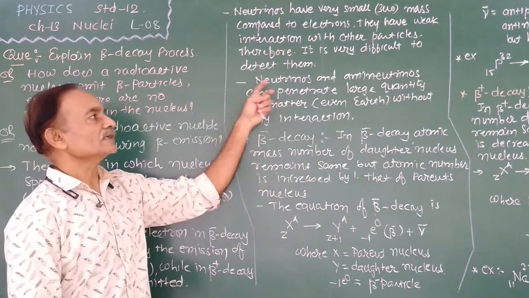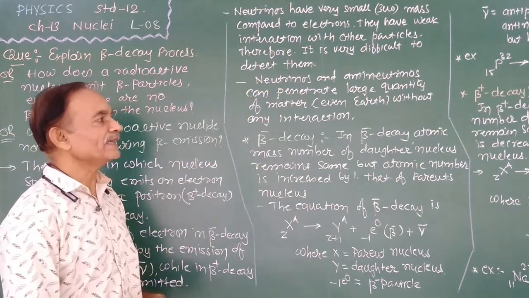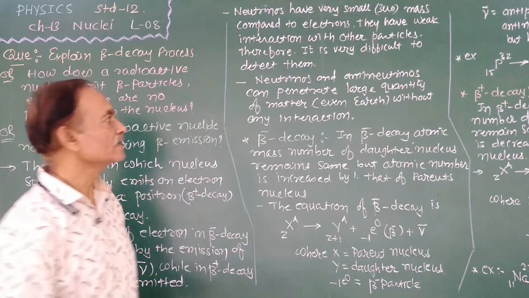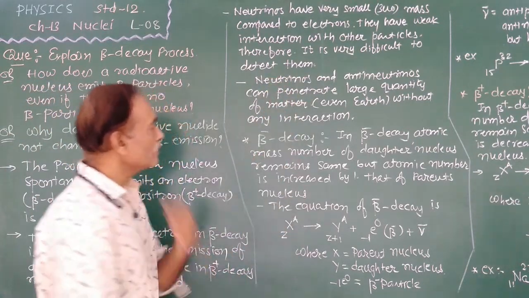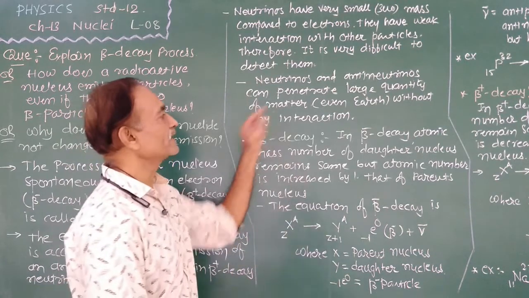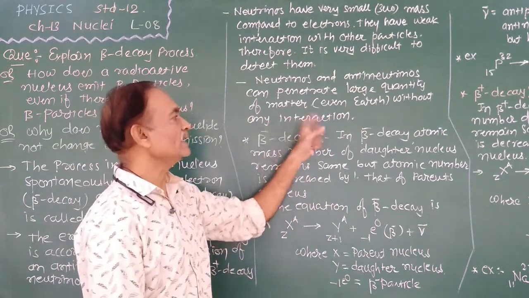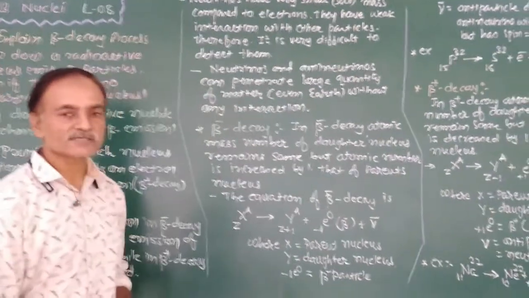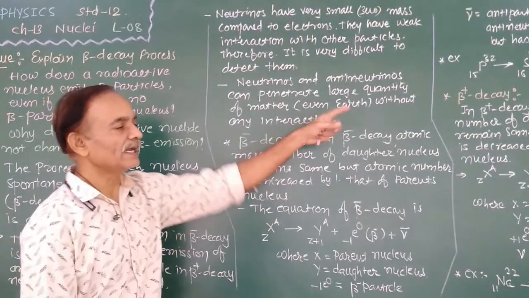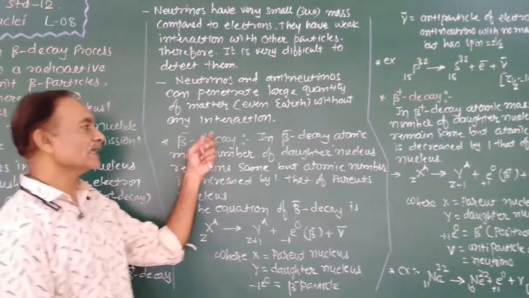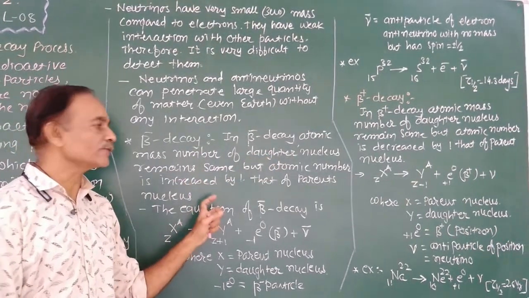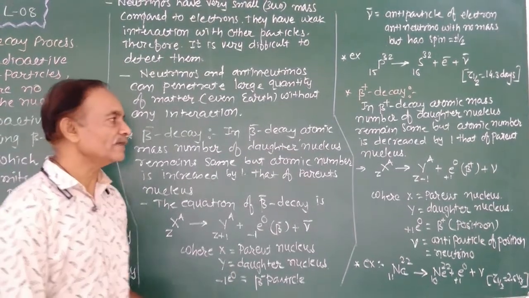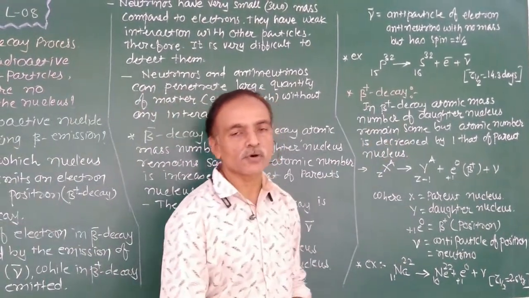The neutrinos and antineutrinos can penetrate a large quantity of matter, even the Earth, without any interaction. Now, we discuss the beta decay process in two parts: beta minus decay and beta plus decay. Beta minus decay means the electron is emitted with an antineutrino, and beta plus decay means the positron is emitted with a neutrino.